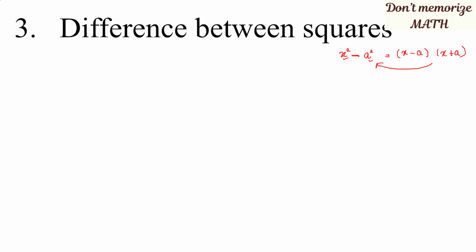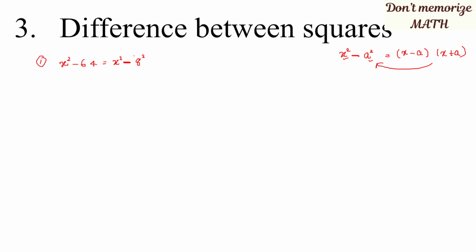The first question is the first type of question. I am not discussing so many questions. I will be discussing three types from difference between squares. So the first type is x square minus 64. How can we write 64? 64 is 8 square, right? So x square minus 8 square. Okay, now this became difference between squares.